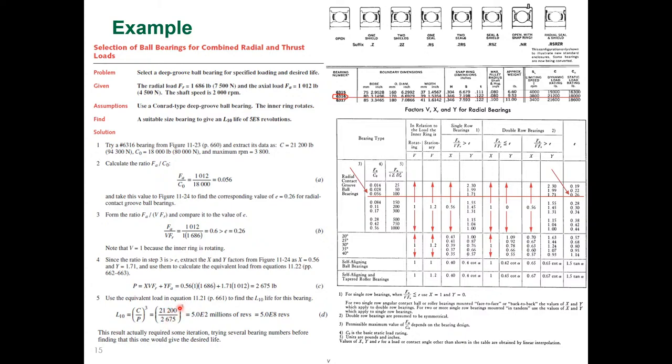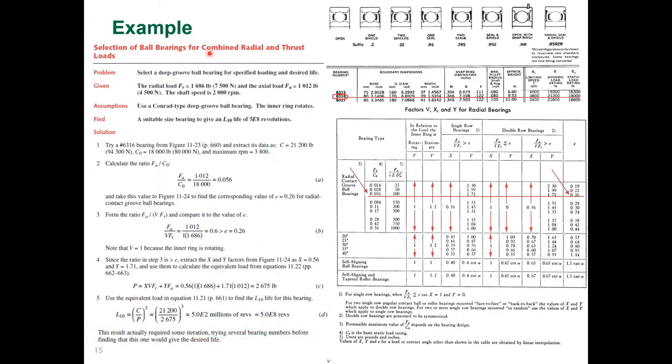Divide them and cube it. We find that the L10 life is 5 times 10 to the 2 million revolutions, or 5 times 10 to the 8 revolutions, and that meets our life cycle. The note here is this result actually required some iteration, trying several bearing numbers before finding that this one would give the desired life.